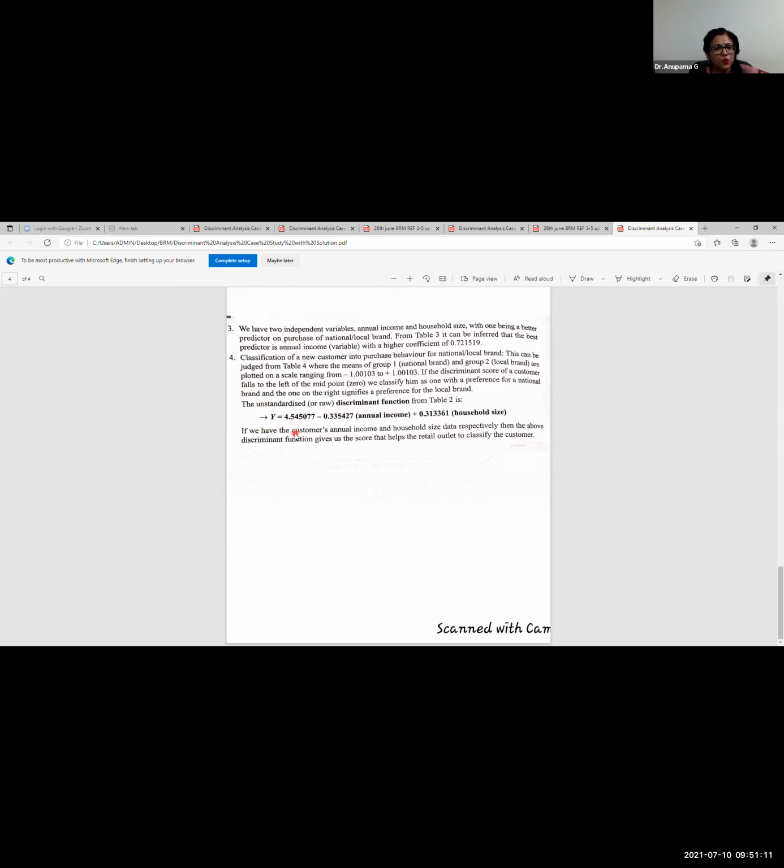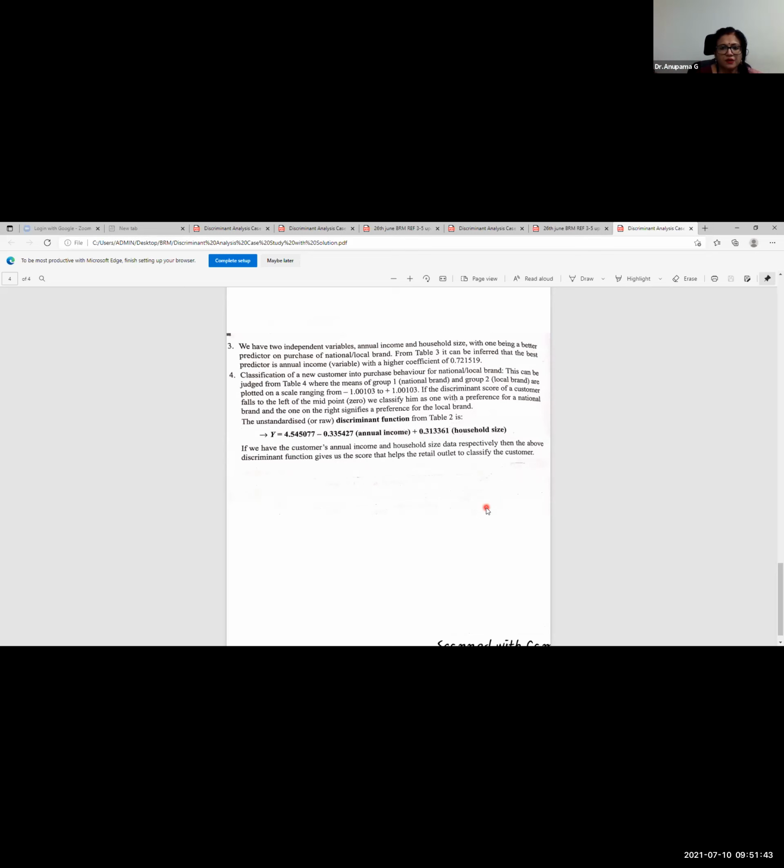So if the discriminant score, that is Y, of a customer falls to the left of the midpoint 0, we classify him as 1, with a preference for a national brand. And if that score is on the right side of 0, it is a preference for local brands. So the discriminant function for this particular output is Y equals 4.54077 minus 0.33 of annual income plus, say, 0.31 of household size, if we take it up to 2 decimal points.